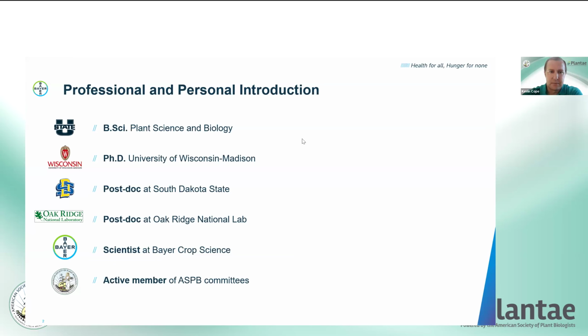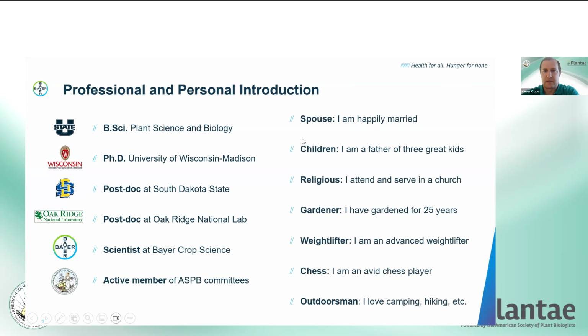So besides the professional aspect of my life, there's also the personal aspect. I am a happily married man. I have a spouse, and I'm a father of three children. I attend and serve in a church in my community. I have many hobbies. Probably my number one that I've done for the longest amount of time is gardening. As I was entering the job market, the stress of it led me to weightlifting, where I could control some aspect of my life and see progress without other external factors influencing my success.